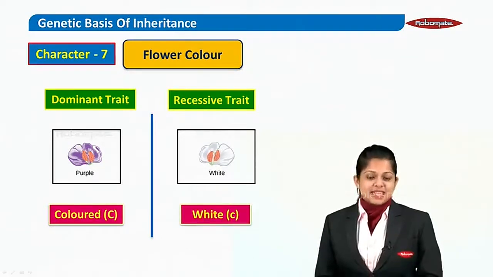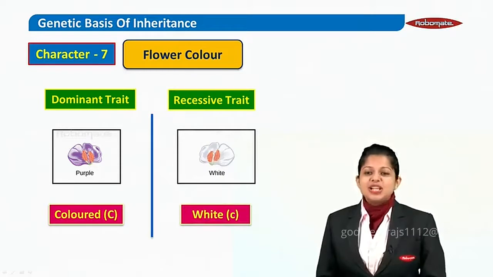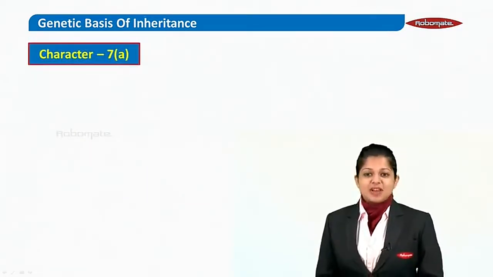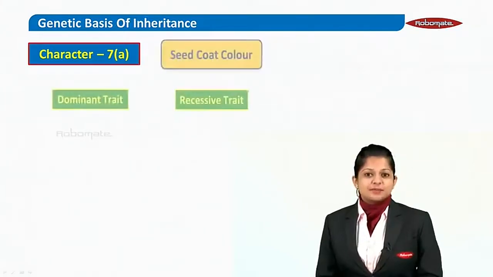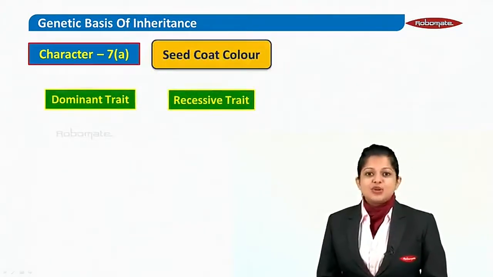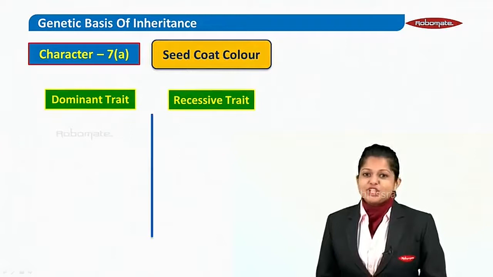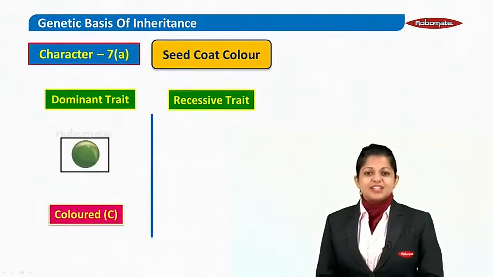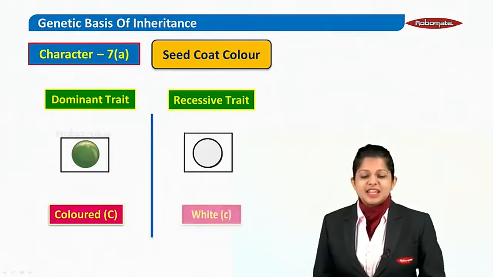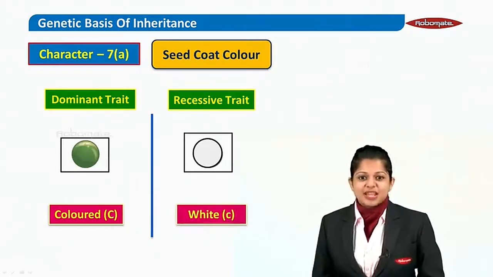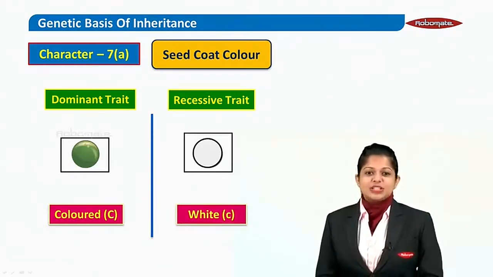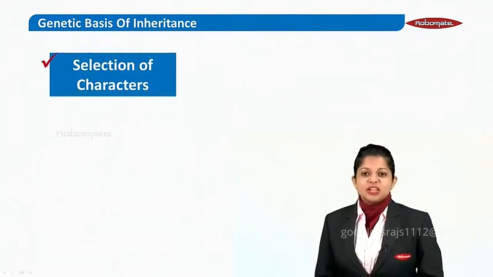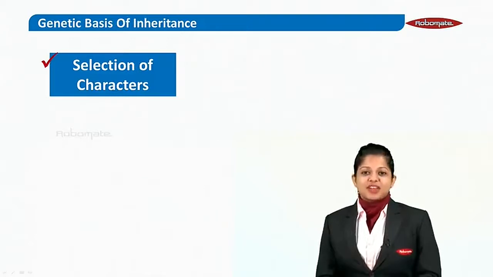There is an additional character that was chosen by Mendel, and that is known as the character 7a, which is the seed coat color. Here the dominant seed coat color is colored, again denoted by capital C, whereas the recessive trait is white, denoted by small c. So here in this module, we are done with selection of characters.